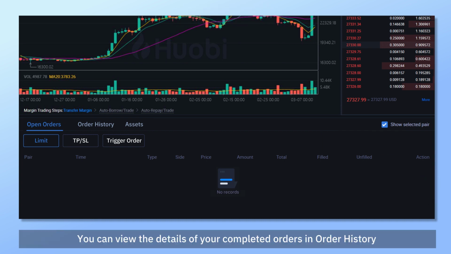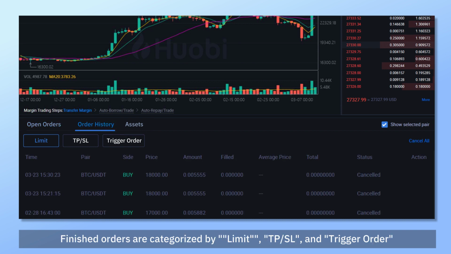Order history. You can view the details of your completed orders in Order history. Finished orders are categorized by limit, TPSL, and trigger order.